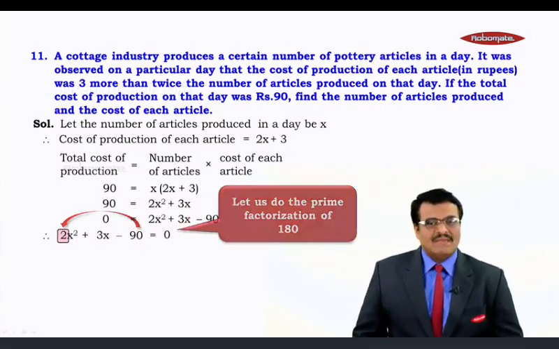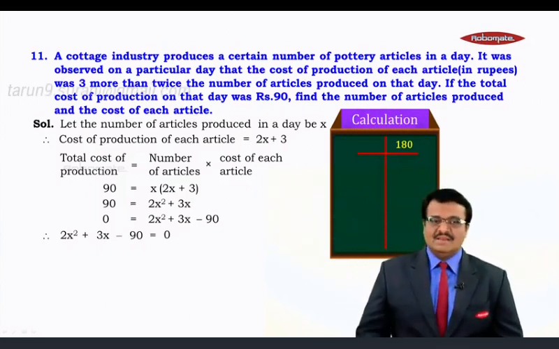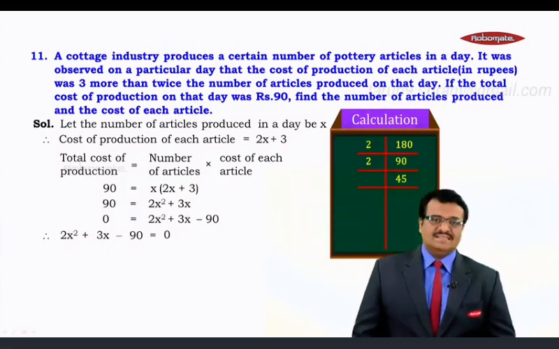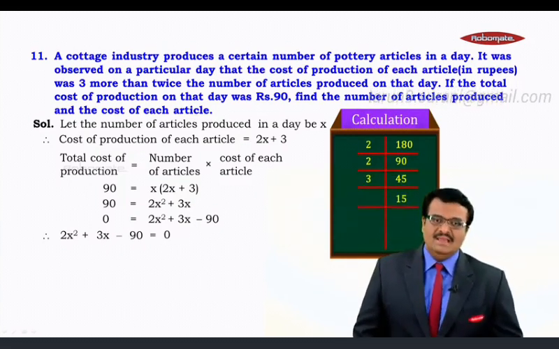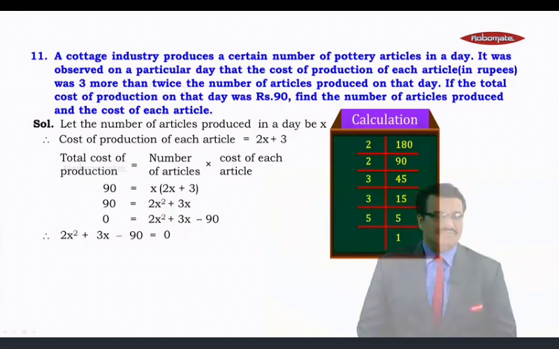Let us do the prime factorization of 180. So, 180 is an even number. We can start dividing it by 2. 2 90s are 180. 2 45s are 90. Now, 2 won't divide. 3 15s are 45. 3 5s are 15. And last, 5 1s are 5.